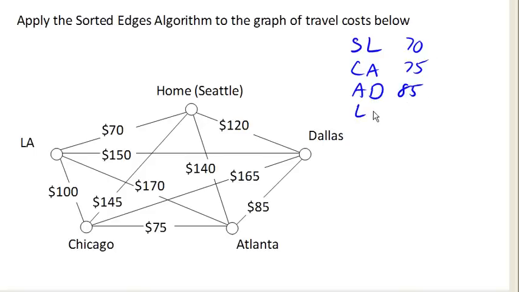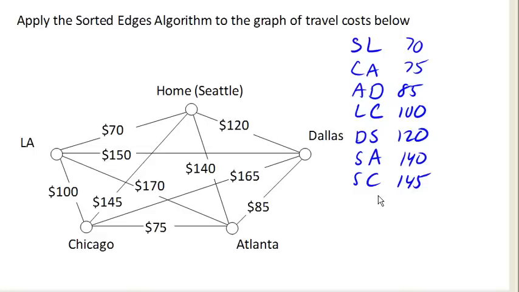LA to Chicago with a cost of 100. We've got Dallas to Seattle with a cost of 120. Seattle to Atlanta with a cost of 140. Seattle to Chicago with a cost of 145. LA to Dallas with a cost of 150. Chicago to Dallas with a cost of 165. And LA to Atlanta with a cost of 170. Hopefully that's all of them.